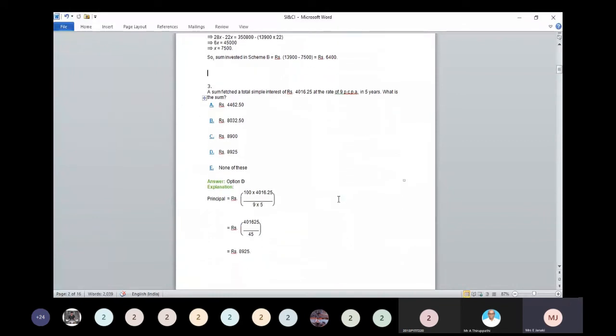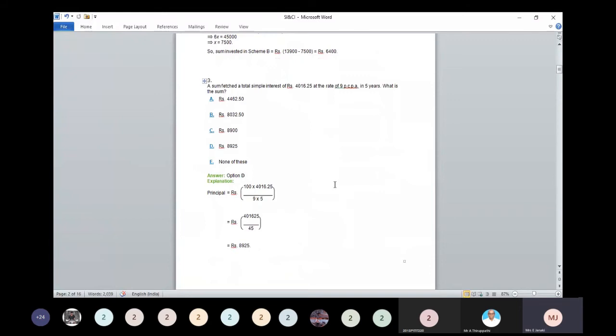See the third one. The sum fetches a total simple interest of rupees 4,016.25 at the rate of 9% per annum in 5 years. Find the principal. What does sum mean? Find the principal amount. Okay, so you know the formula.